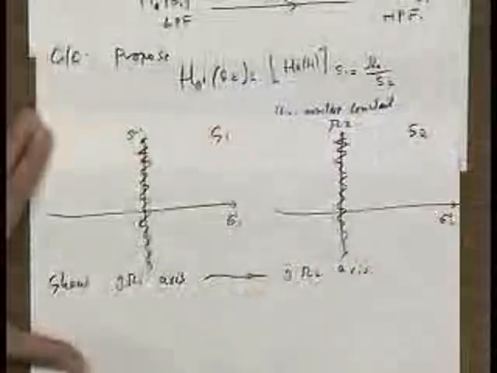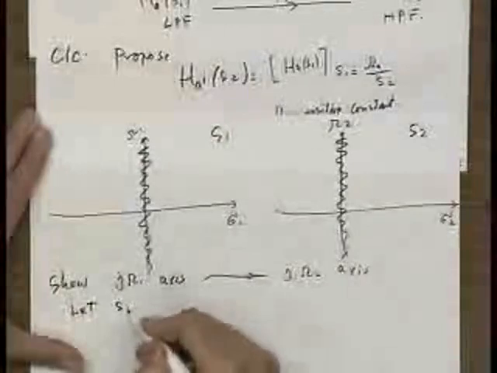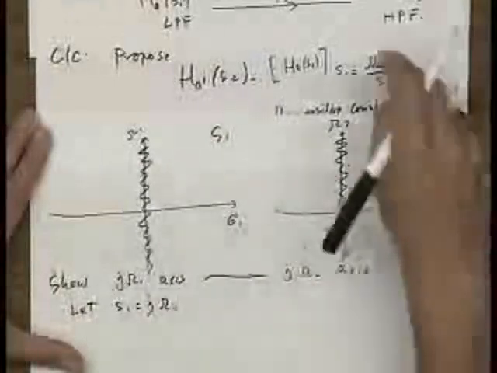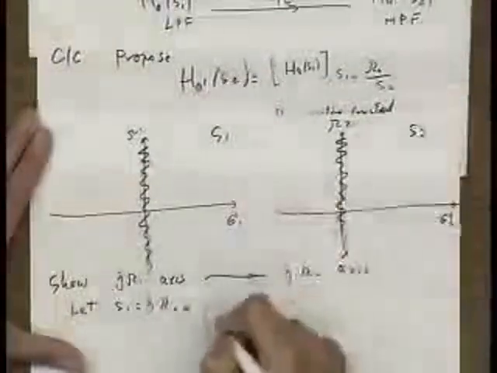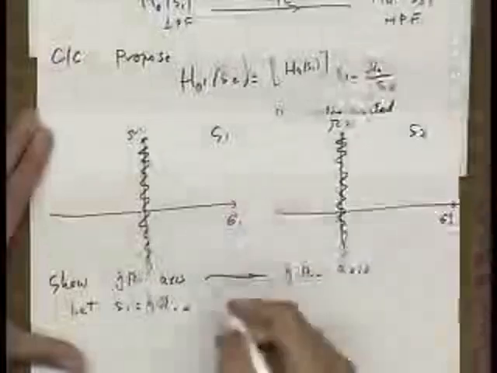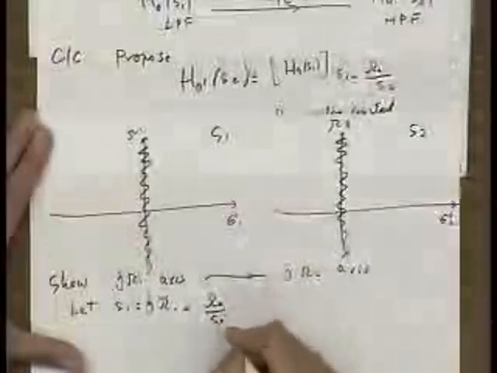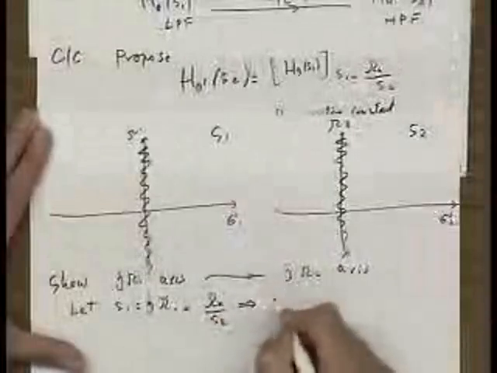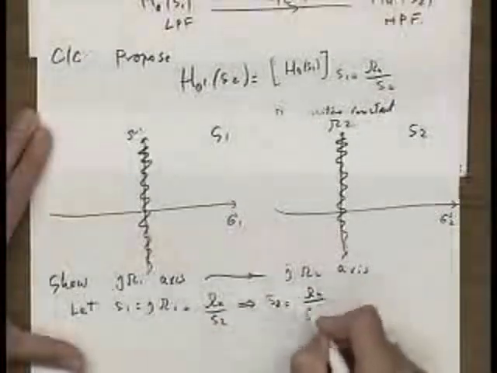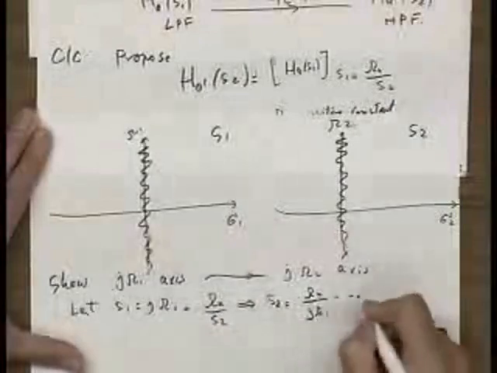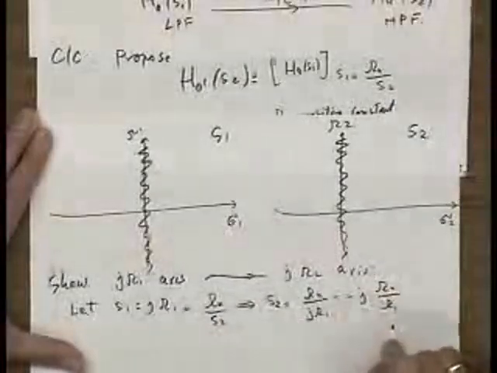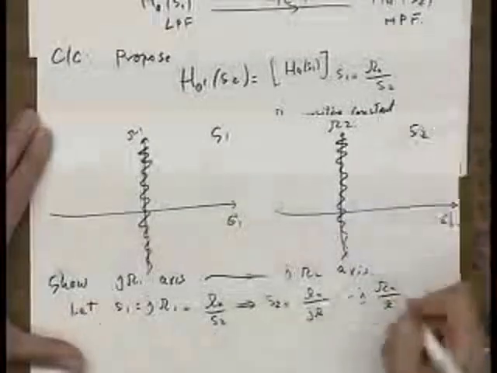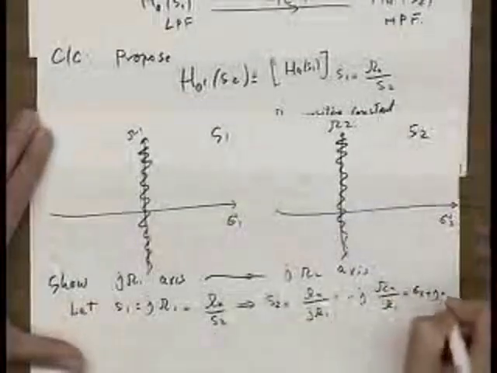How do we do that? Well, you just let S1 be equal to j omega 1. Substitute that into the transformation and see what value of S2 you get. The transformation is S1 equals omega u over S2. That means that S2 is equal to omega u over j omega 1, which is the same as minus j omega u over omega 1. But S2 is just nothing but sigma 2 plus j omega 2.